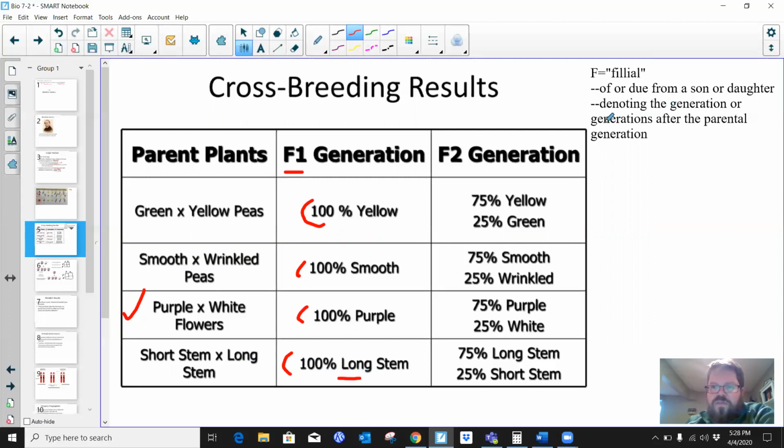So just so you guys understand where this comes from, F stands for filial, and filial means of or due from a son or daughter. There's this term called filial duty. Like, you guys as a son or a daughter have some sort of duty and responsibility to your parents, right? You behave and you're cool for your parents and you do stuff for them because there's some duty involved there.